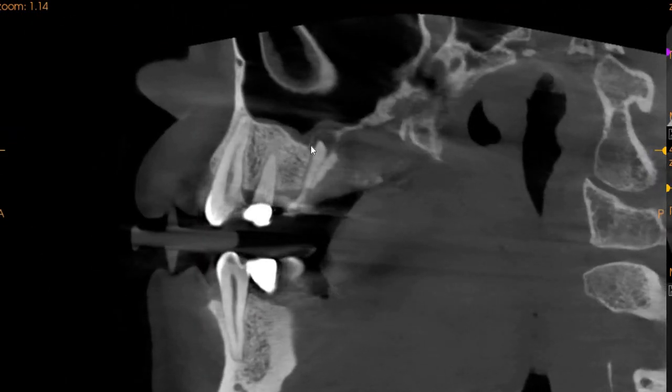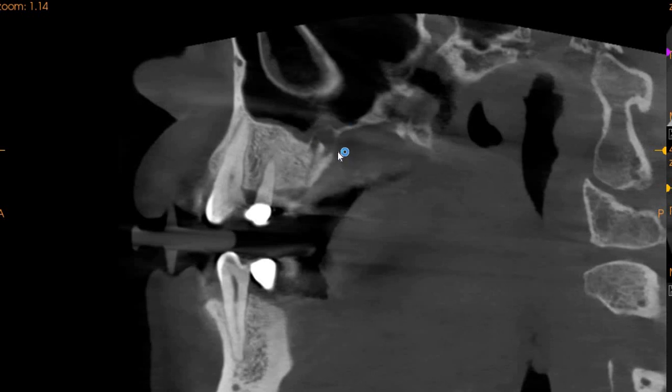So this is the palatal root, and you can see the palatal root is associated with cortical perforations and a periapical radiolucency as well.